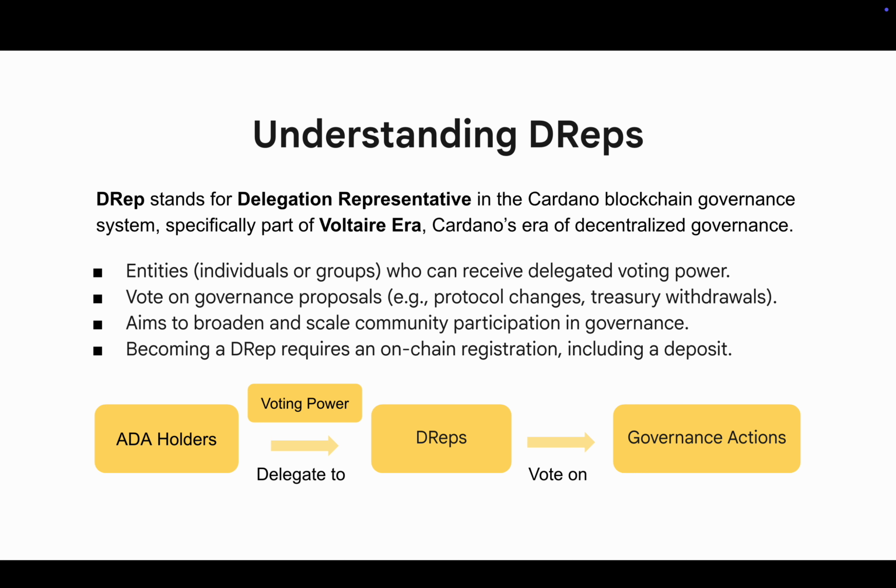Delegate representatives, or DReps, are central to Cardano's new governance model. ADA holders can delegate their voting power to a DRep, who then votes on their behalf on various governance proposals, such as changes to protocol parameters or decisions on treasury funding. This system is designed to make governance more accessible and representative. To act as a DRep, an entity must first register on the blockchain, a process that includes submitting a deposit.